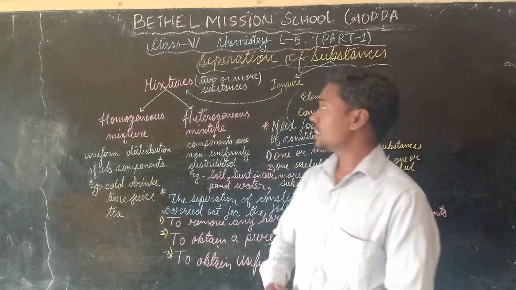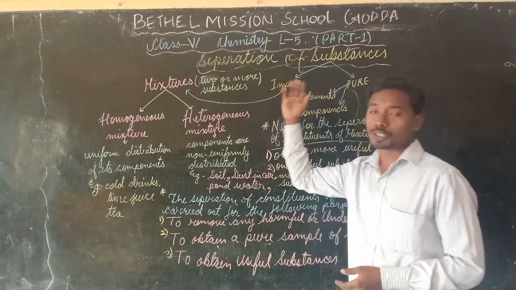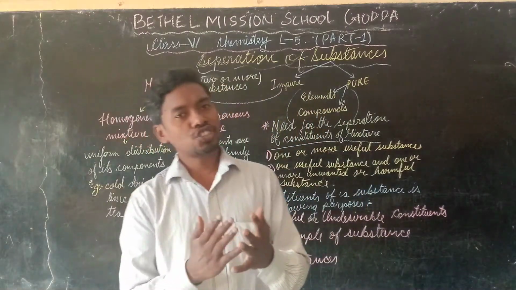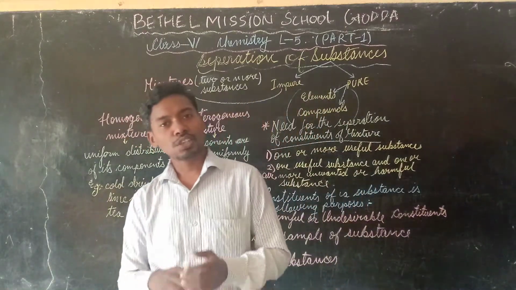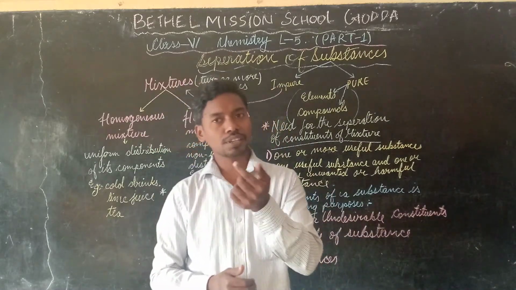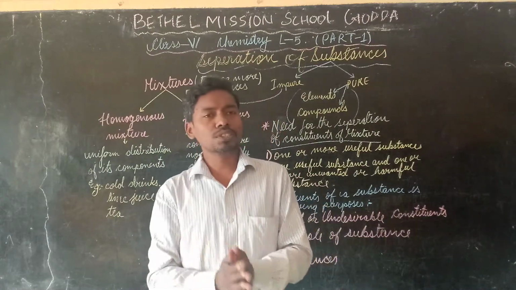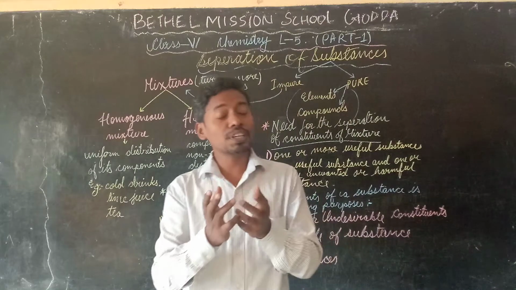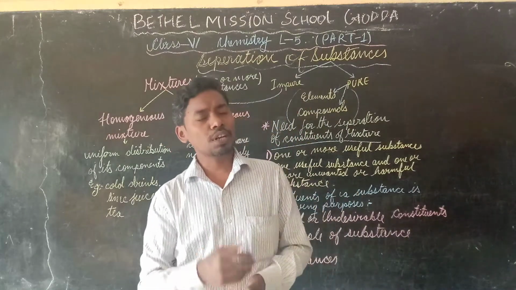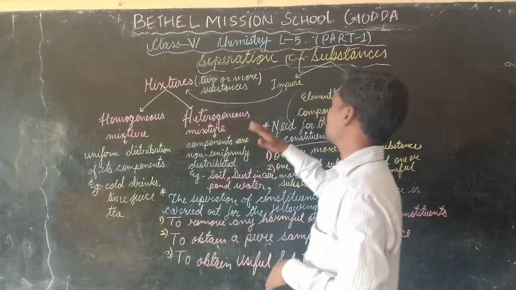So this is the new chapter that we are going to study, lesson number 5, separation of substances. As the name of the chapter suggests, try to understand and think, why do we need separation? If we need separation, first we need to understand what type of substance it might be that requires separation. So let us see substances.